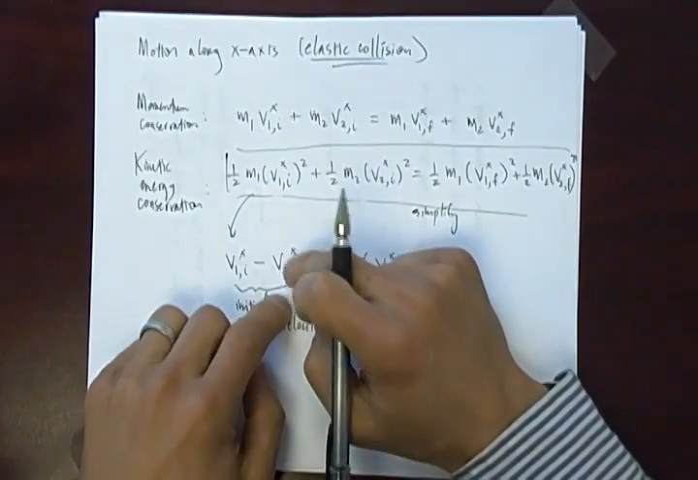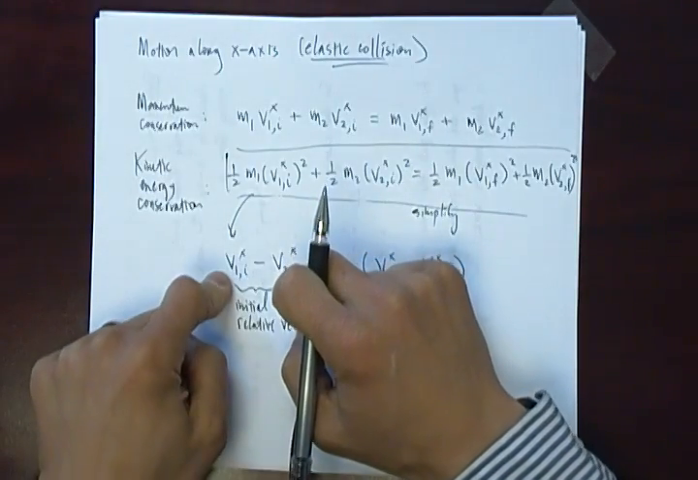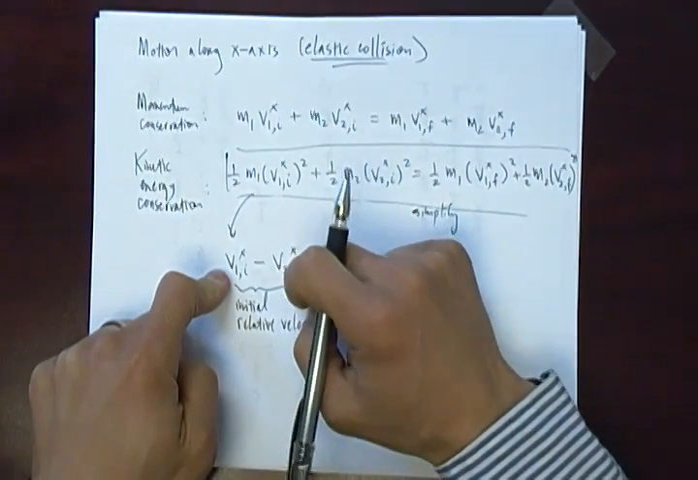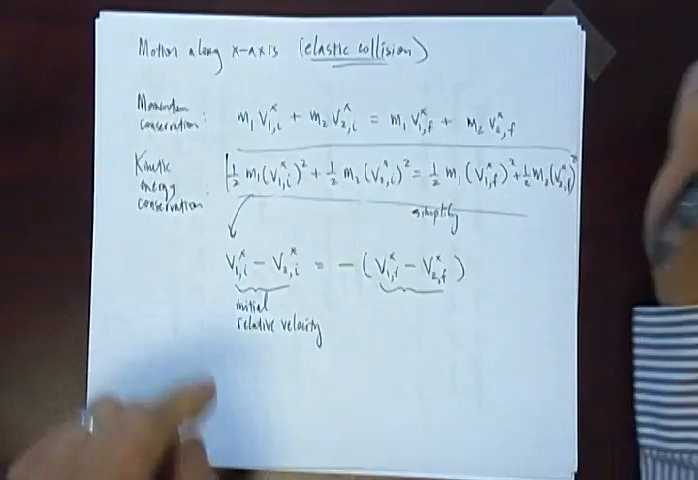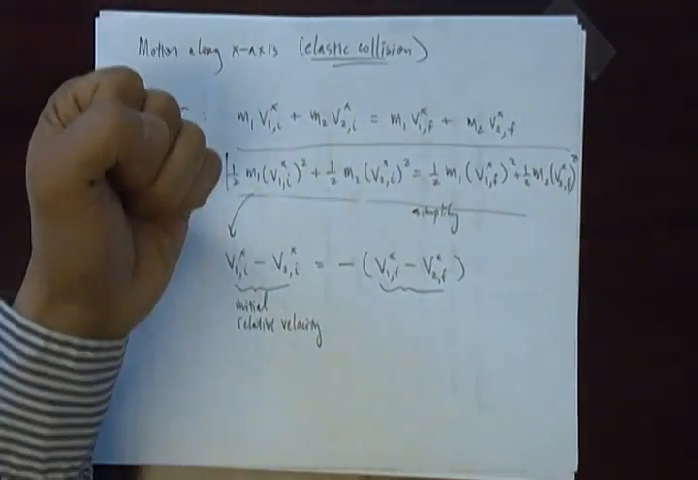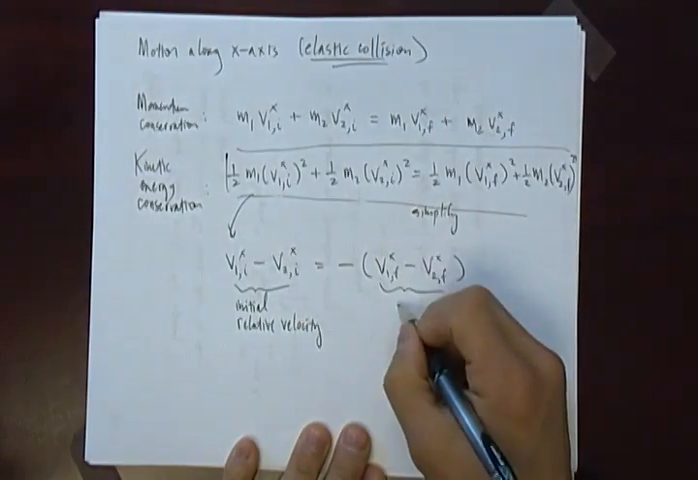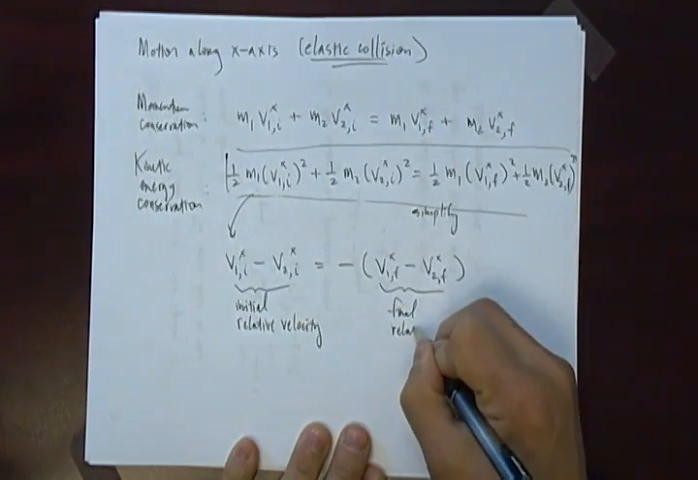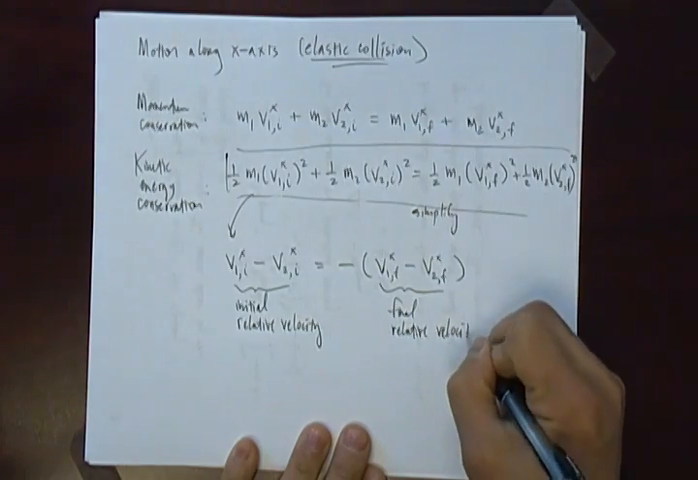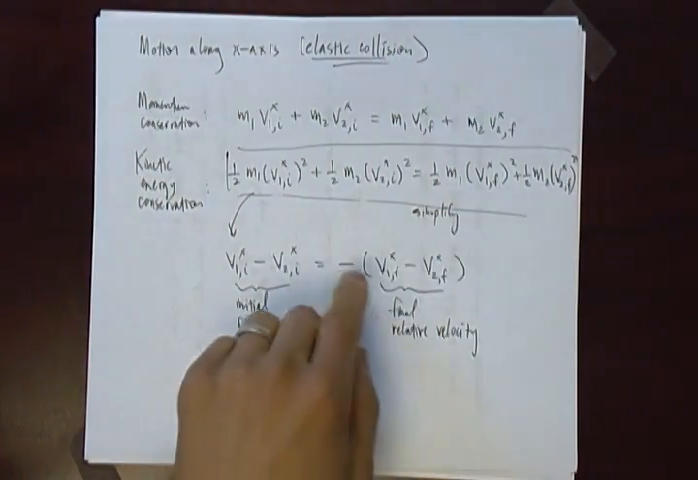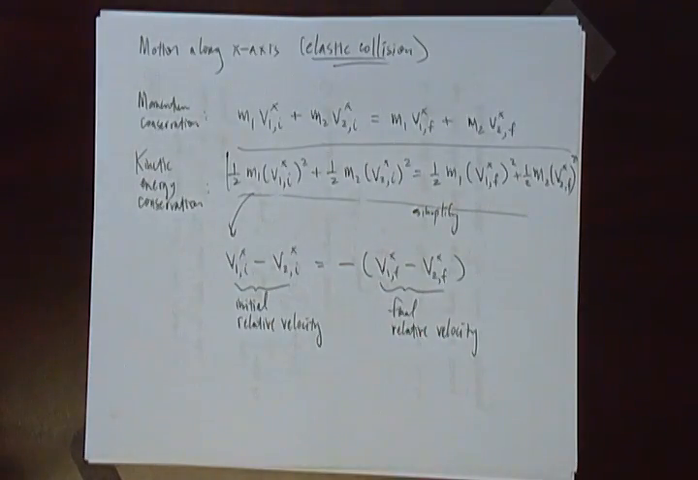When object 2 looks at object 1, it sees object 1 moving with V1 minus V2. You have to subtract your own velocity to see the relative velocity of somebody else compared to you. Whereas V1 final minus V2 final over here, that's just the final relative velocity. Alright, so what this is saying is that the relative velocity in the initial must be negative the relative velocity for the final. Let me try to convince you that this makes some sense.